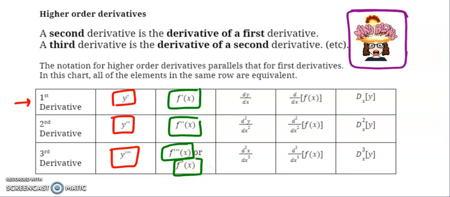Here's where things start to look weird. Normally, the first derivative, right, to do the derivative is d dx. That means take the derivative. Do it.